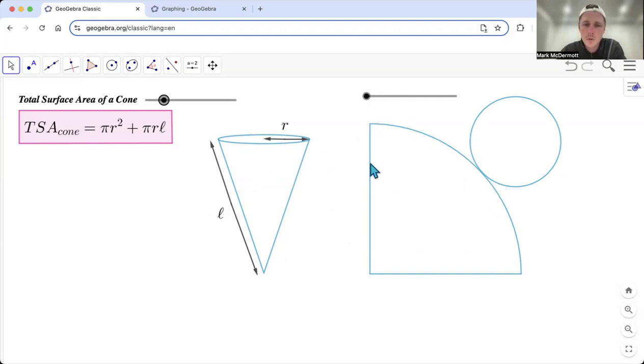Okay, what we want to do next is put some of those labels back onto our net. I think you would agree the radius would be from here to here. It's the radius of that circle. This would be what's called the slant height, so that's this length here. I encourage you to get out a piece of paper and construct this cone so that you can agree with me that that is the slant height.